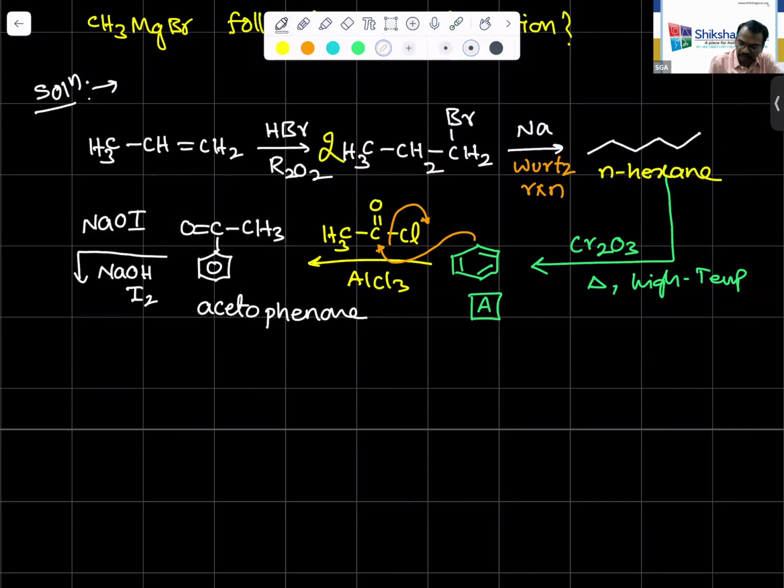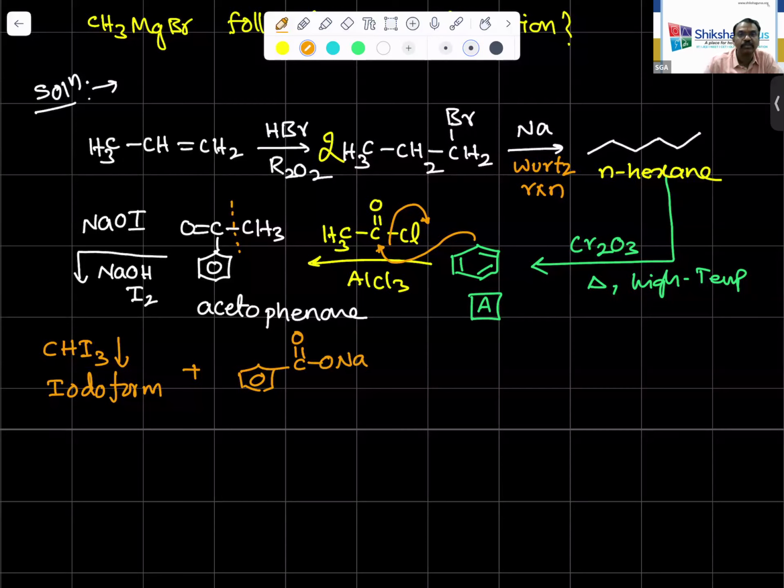What will happen between this C double bond O group and CH3? The bond completely dissociates. It will convert into CHI3, iodoform. It is a precipitate, plus the C double bond O group completely changes to a carboxylic acid salt. Here it is iodoform. It is present in yellow color. It is a precipitate.